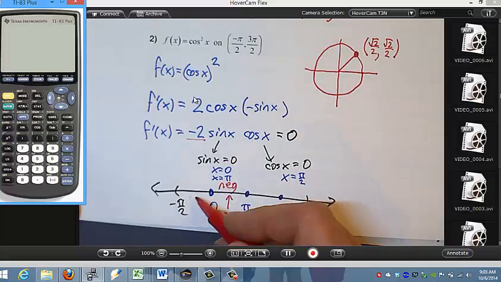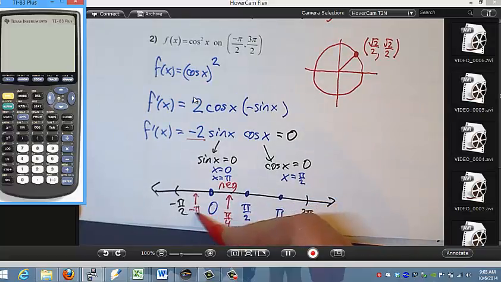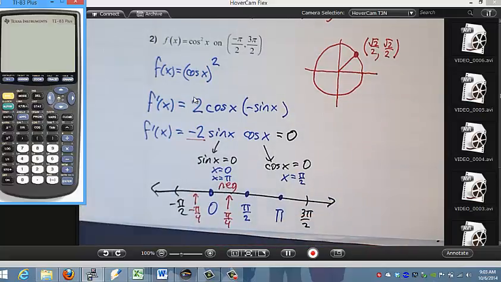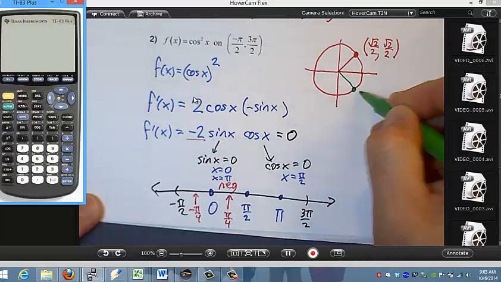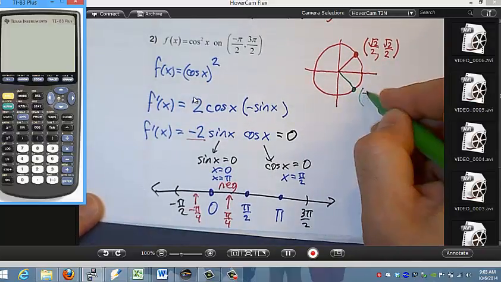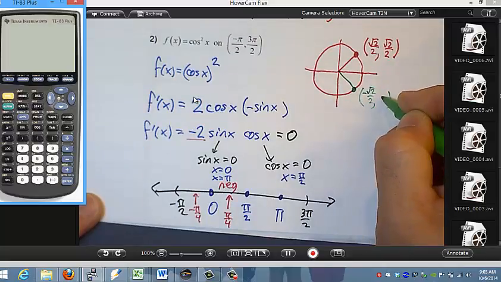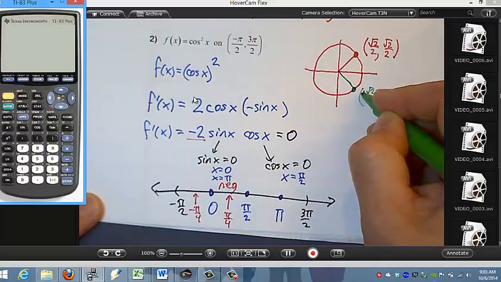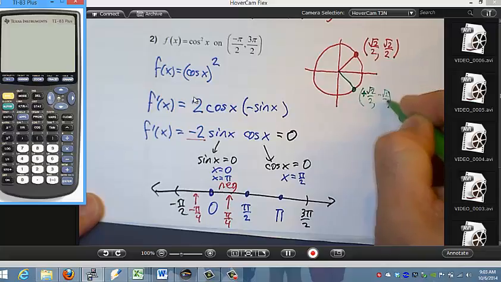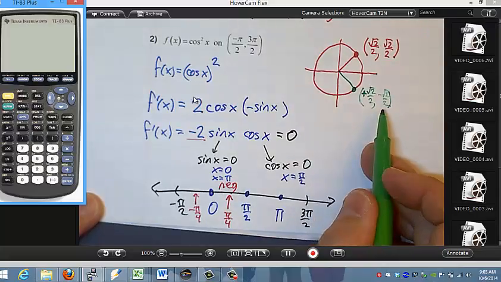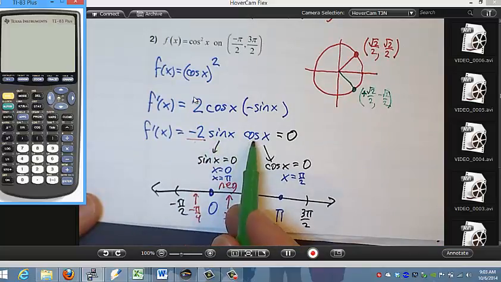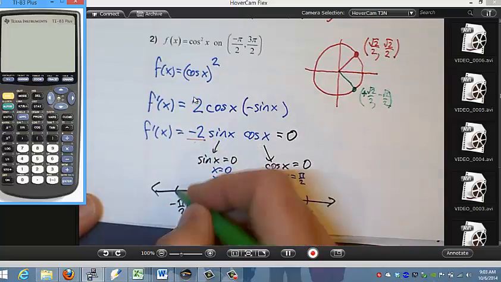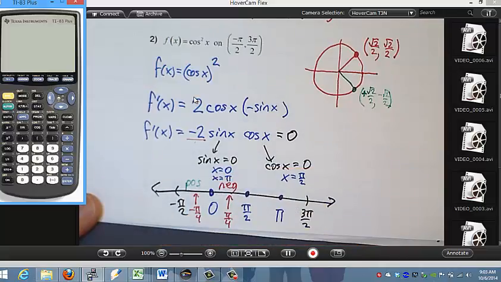What if I were to do negative pi over 4? Well, let's look on the unit circle and see what changed. That is this green line right here. The only thing that changed is that, oh no, this is still positive. It's the other one that's negative. This is positive, that's negative. So I'm going to have negative, negative, positive. That's positive. Cool.